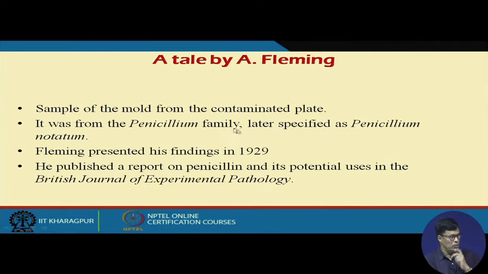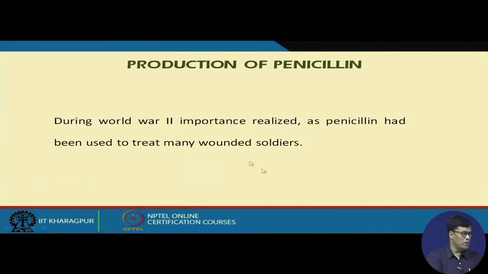Later, he identified the particular organism from the plate as Penicillium notatum. Fleming presented his findings in 1928. He published the report on penicillin and its potential use in the British Journal of Experimental Pathology. During World War II the importance of penicillin was realized, as penicillin was used to treat many wounded soldiers. As I told you before, the importance of penicillin became visible after World War II.